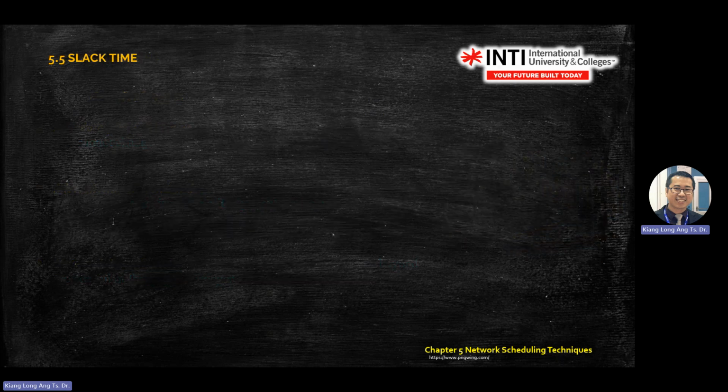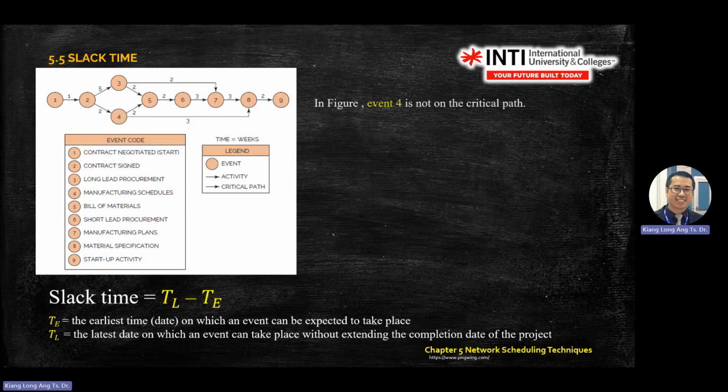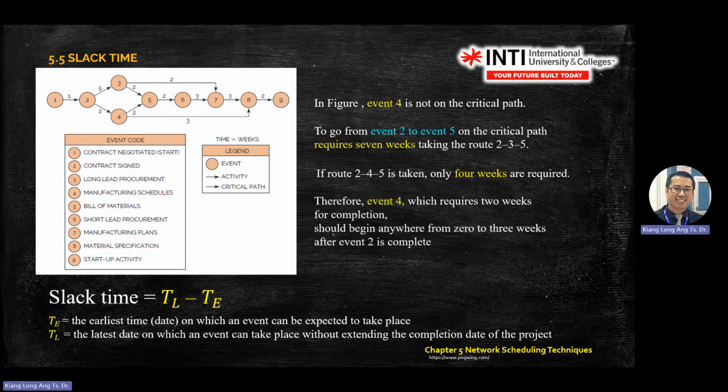Okay, so there are three. Slack time, you already know, you take L minus E, meaning the latest time minus the earliest time. So you already know. Okay, so this is elaboration.